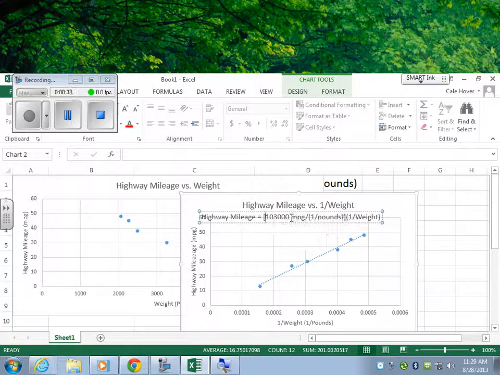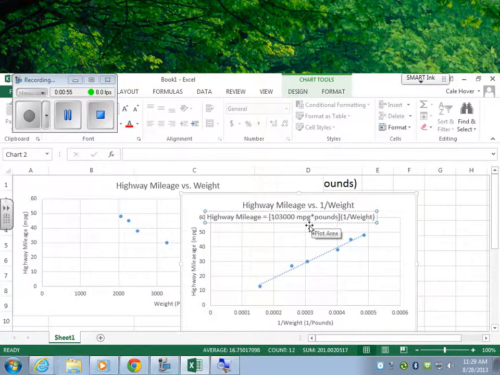I want to clean up just the unit. It's miles per gallon times divided by 1 over pounds. And hopefully you can convince yourself that the equivalent way of saying that would be miles per gallon times pounds. And if you're not convinced of that, see me and we can talk about it.